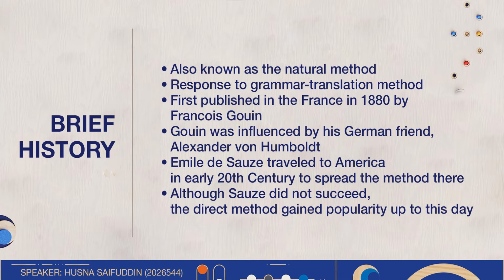So this prompted the idea of the direct method that was first published in France in 1880 by Francois Gouin, and then Gouin was influenced by his German friend Alexander von Humboldt. Then Emile Dessois traveled to America in the early 20th century to spread the method there. However, he proved unsuccessful because of the lack of foreign language needs and scarcity of highly skilled teachers in the US during the time period. But the direct method is still considered relevant and relatively popular up till today.